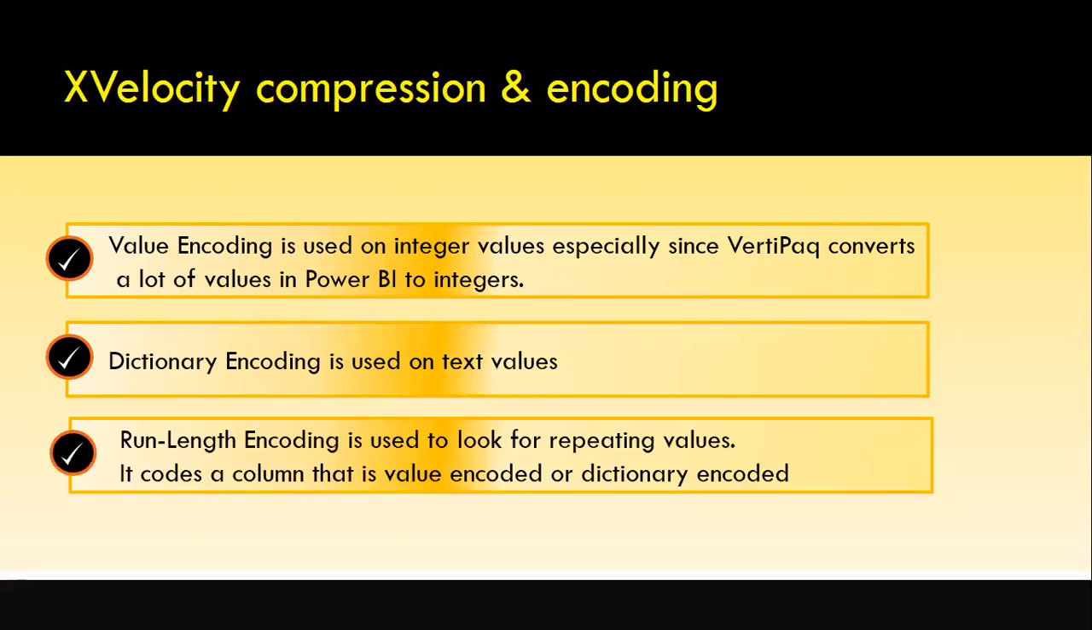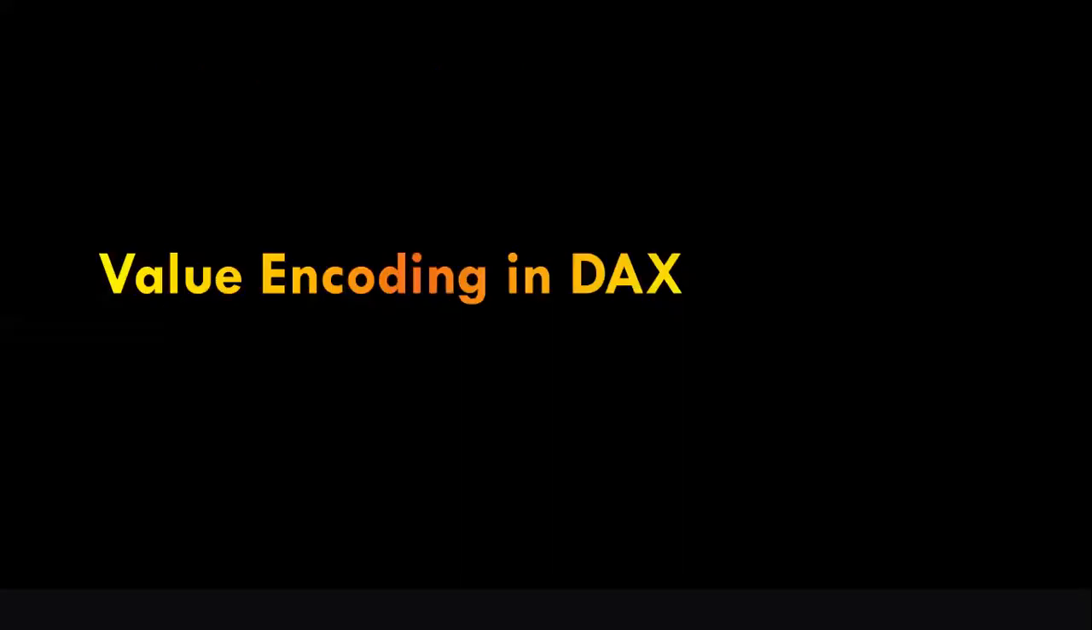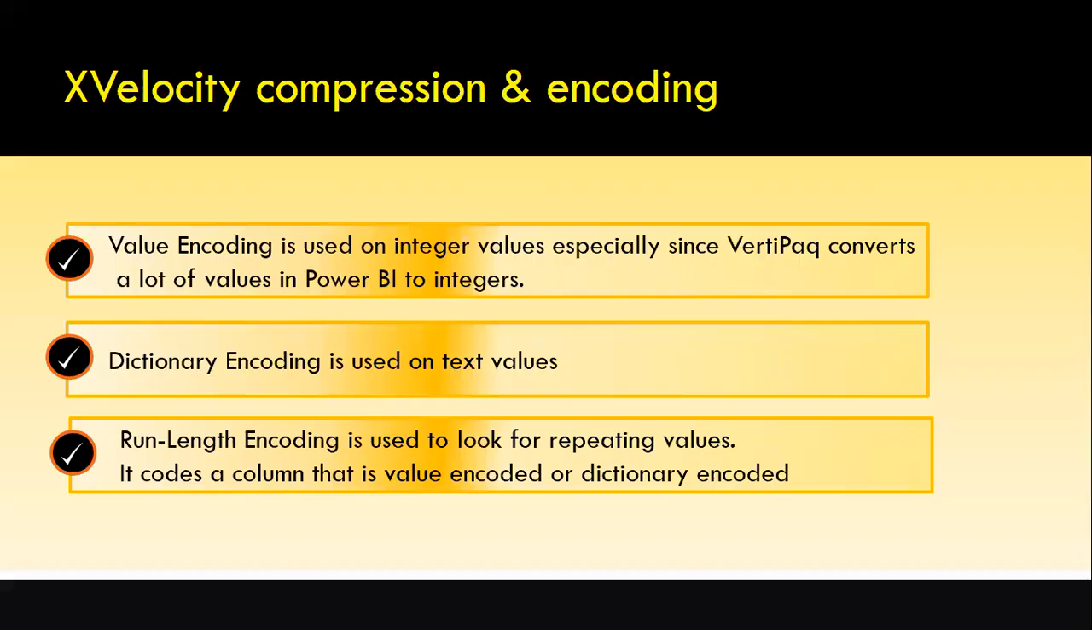Value encoding is used on integer values. Let's say your columns are integer, numeric. In that kind of situation, value encoding is used. If you have a text column, dictionary encoding is done. And there is something else called RLE, run length encoding. What it does is it checks for repeating values. It encodes a column that is value encoded or dictionary encoded. That's it, guys. So what is value encoding in DAX?